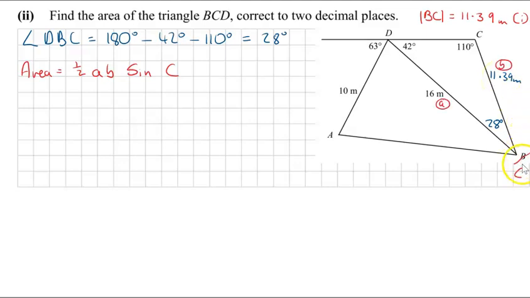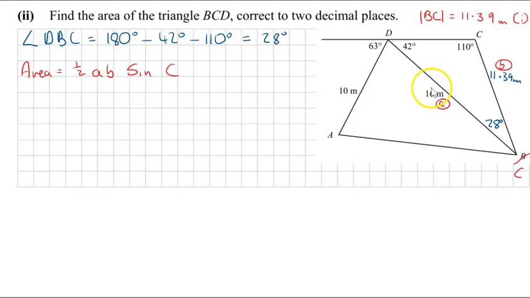I'm going to relabel capital B as capital C because I need the 16 and the 11.39 to be the A and the B. We don't know this length here, DC. If we have a look at our formula, the two lowercase letters are A and B. So the lowercase letters stand for the sides. So the sides that we have to be A and B. Therefore, the angle in between them has to be capital C.